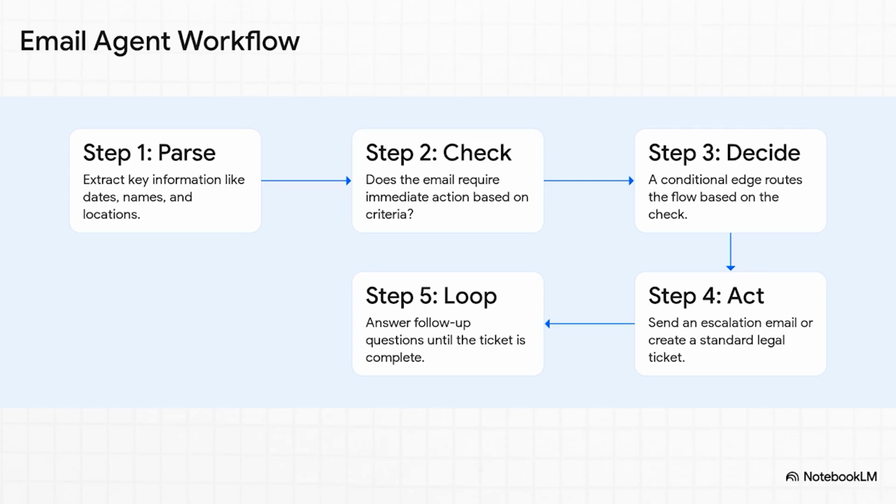Now our conditional edge kicks in. It checks the result and makes a call. If it's urgent, it follows the path to a node that sends an alert to a human. If not, it follows a completely different path to a node that just creates a standard support ticket. It can even loop back if it needs more information.